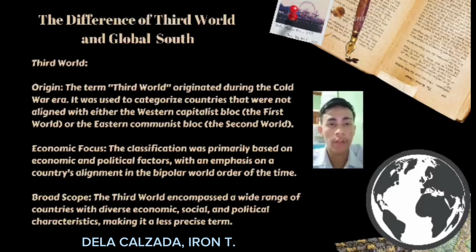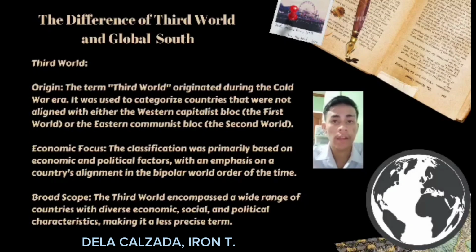The terms Third World and Global South have historically been used to describe different concepts, but they are related and can overlap in some ways. Here's an overview of the differences. So, in the Third World: origin, economic focus, and broad scope. So, first is the origin. The term Third World originated during the Cold War era. It was used to categorize countries that were not aligned with either the Western capitalist bloc, the First World, or the Eastern communist bloc, the Second World.